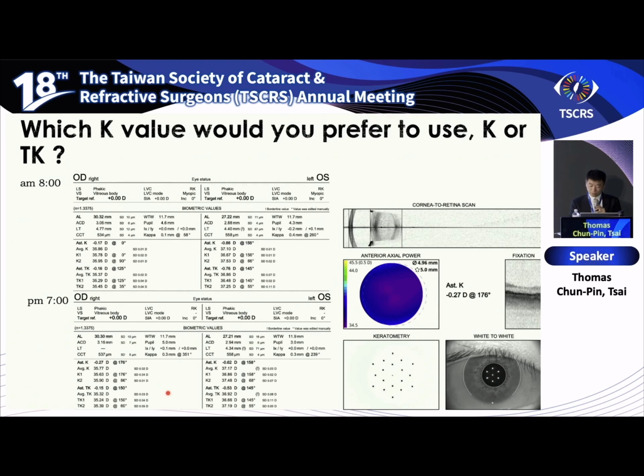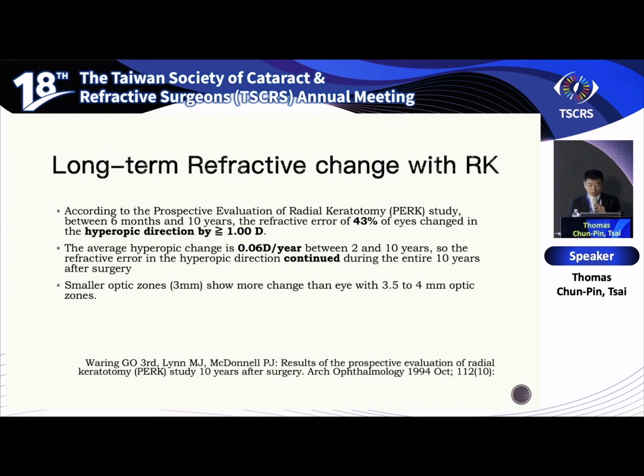Thank you. Just as Dr. Tian and Dr. Xu suggested, we should choose the factor K as 35.77 diopters for this patient and target a more myopic result, due to the factor TK being 35.32 diopters. The problem is that over time, the progressive hyperopic shift may continue.